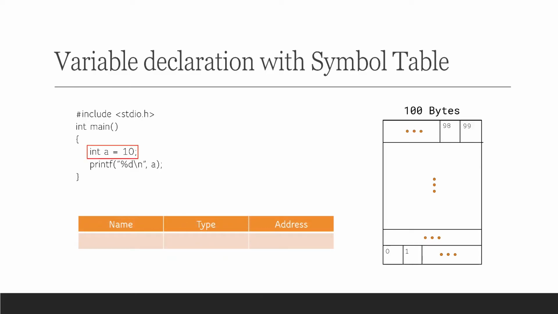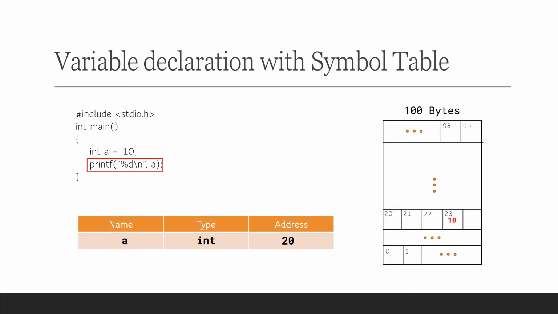Upon execution of the first line, 4 bytes 20, 21, 22 and 23 are allocated in memory and 10 is stored in that. Additionally, an entry in the symbol table is created as follows. Name of the symbol is A, type is integer and the address is 20. Though 4 bytes of memory is allocated, only the address of the first byte is stored in the symbol table.